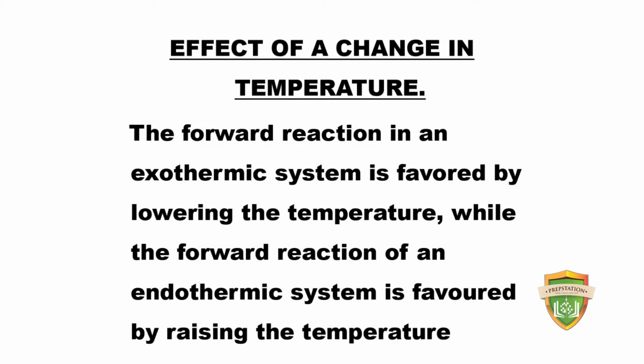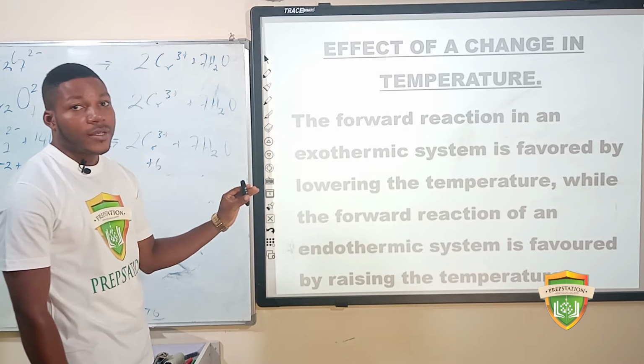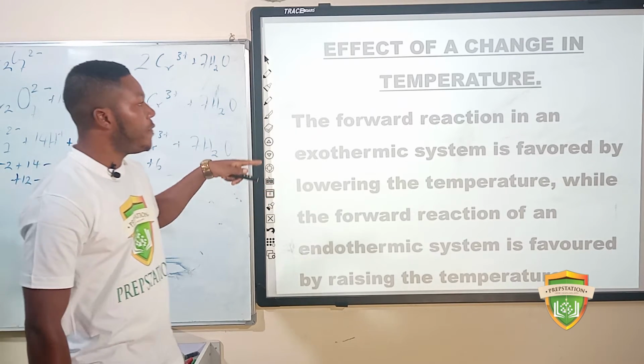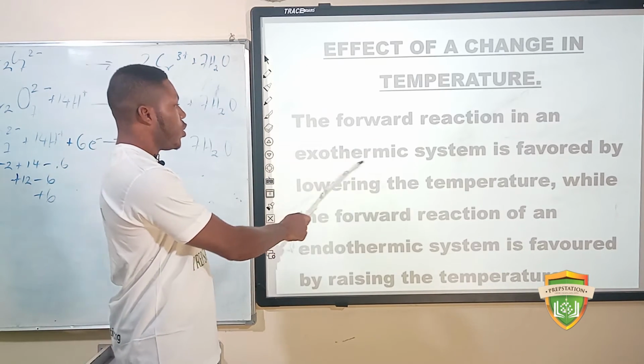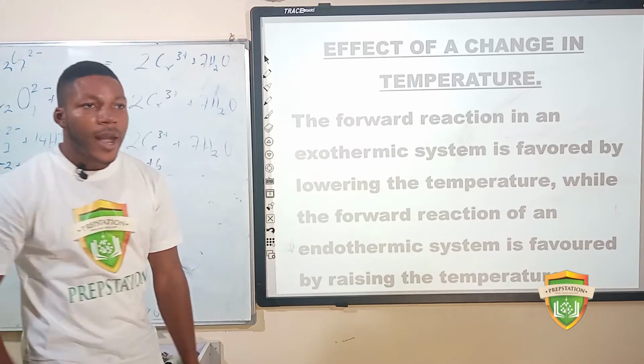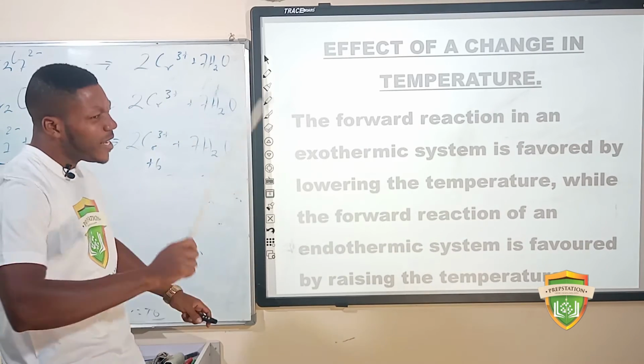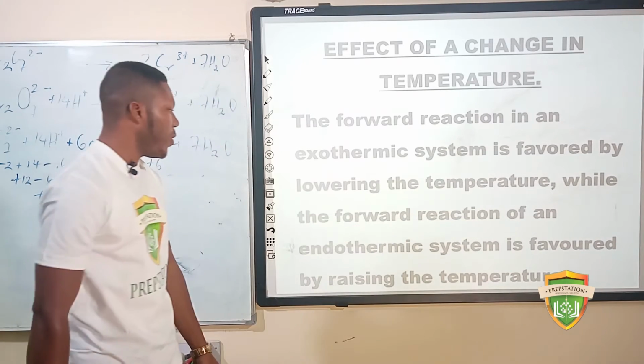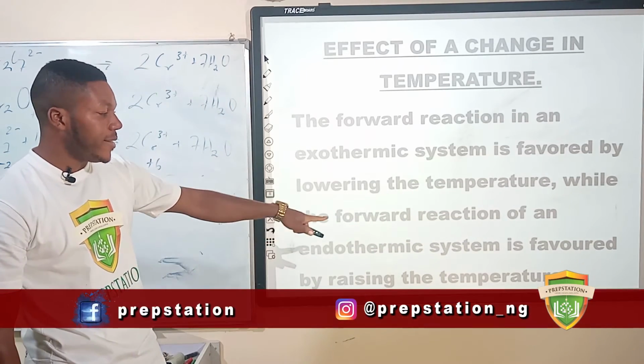While the forward reaction of an endothermic system is favored by what? Raising the temperature. This is the key. If you know this key, you will not have challenge. Low pressure favors forward reaction in endothermic system, while high temperature favors what? Forward reaction in what? In endothermic system.